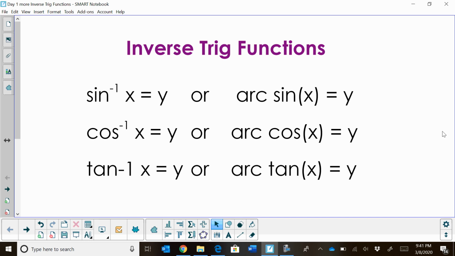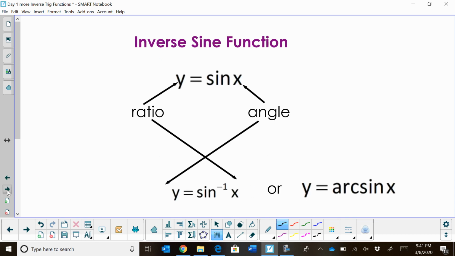Today we're going to learn about the inverse trig functions, sine inverse, cosine inverse, and tangent inverse, and how those look on a graph. First of all, I want to show you some notation. Up here we have inverse sine of x is equal to y. We can also write that as arc sine of x is equal to y. Same with inverse cosine, which can be written as arc cosine of x, and inverse tangent of x can also be written as arc tan of x. That notation is just the same. They mean the same things.